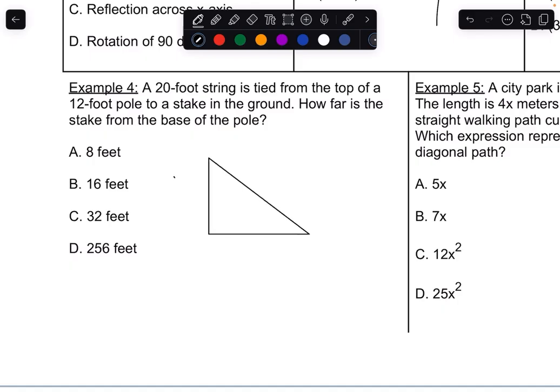We have a 12-foot pole. And you get a string that's from the top of the pole to the ground. So that's a 20-foot string. How far is the stake from the base of the pole, or that bottom length of the triangle?